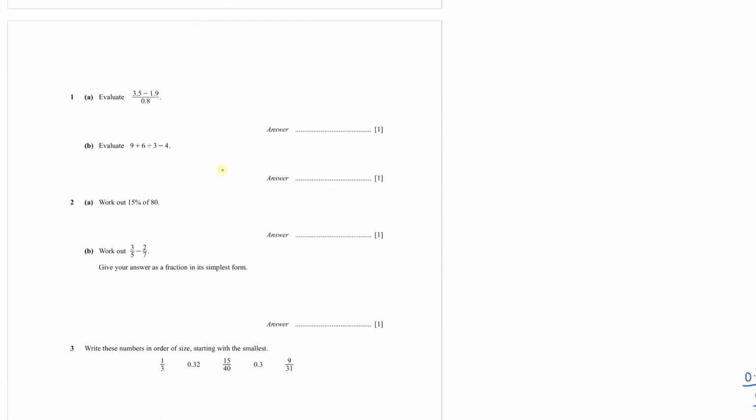In this video, we will solve O-Level Mathematics, Paper 1, Variant 1 for May-June 2018. So let's start with question number 1. Evaluate (3.5 minus 1.9) divided by 0.8.